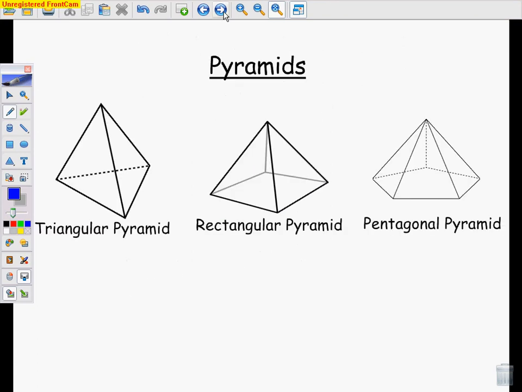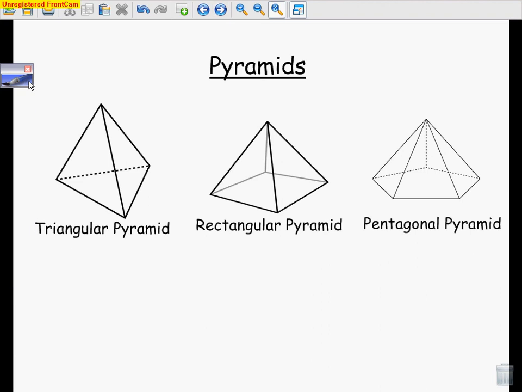All right, before we go into the next problem, let's go ahead and talk about pyramids. A pyramid is something that has a base of a figure, and everything else is triangular, and then it goes up to a point. Like here we have a triangular base, and then we have triangular faces all meeting at this point.